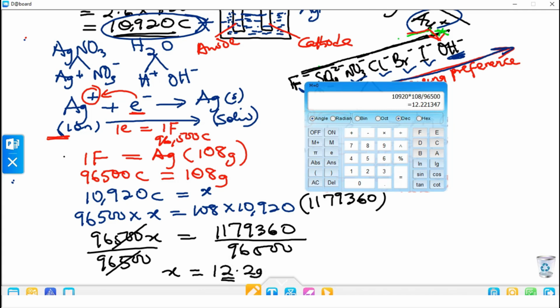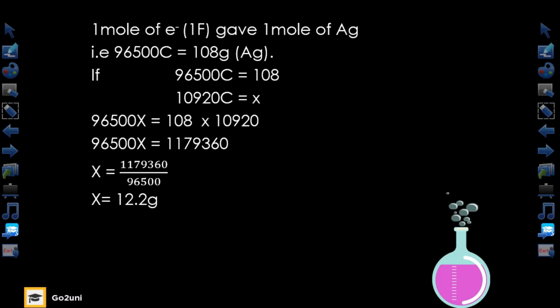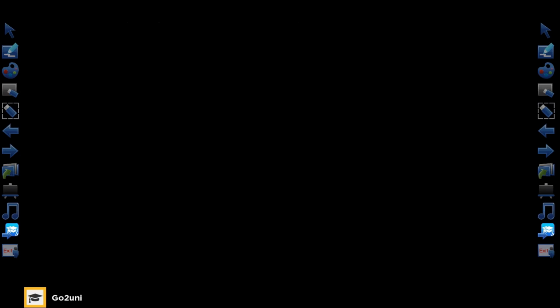So it means that ordinarily 96,500 coulombs will give us 108 grams of silver, but 10,920 coulombs will give us 12.2 grams of silver. So this is actually how to go about calculating questions that have to do with Faraday's first law of electrolysis. So we shall look at more questions in order to make it clear for us to get that. So this is actually what we have. So let's proceed to our next question and see how to go about that.